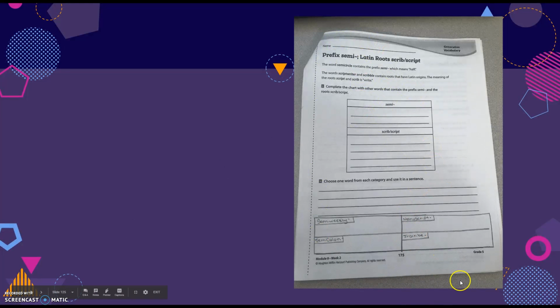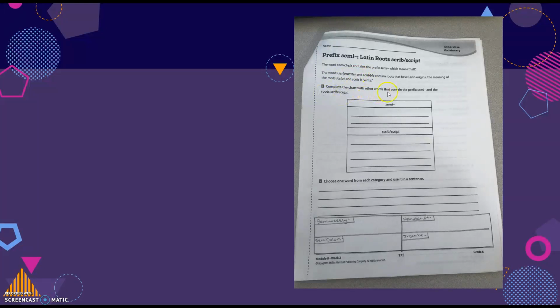This is in your packet on page 175. You're going to follow the directions. Here, you're going to read these. The word semicircle contains the prefix semi, which means half, so half circle. The words scriptwriter and scribble contain root words that have Latin origins. The meaning of the roots, script and scrib, is write, so it has something to do with writing.